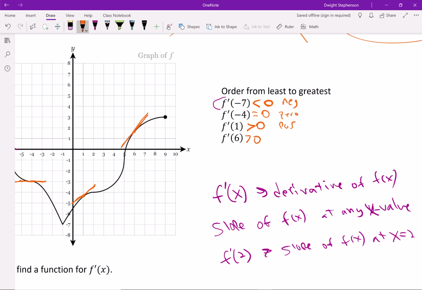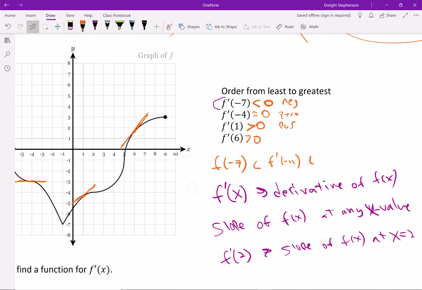And what you're being asked to do is order from least to greatest. So obviously, the least one is going to be f prime of negative 7, because it's negative. And this is going to be less than f prime of negative 4, because that one is 0. So you go negative, 0.